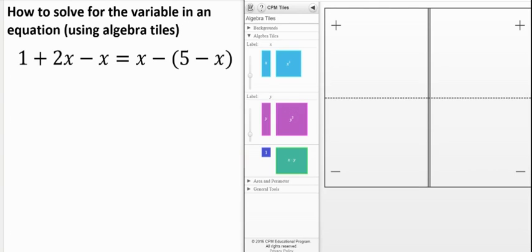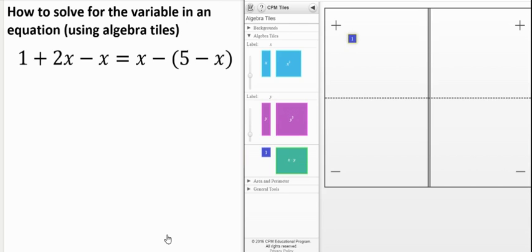In this video, we are reviewing how to solve for the variable in an equation. And we're going to use algebra tiles to do this. So I have my equation. The equal sign is what's down the middle, like the double line on my algebra mat. So let me get out the tiles on the left and the right side.